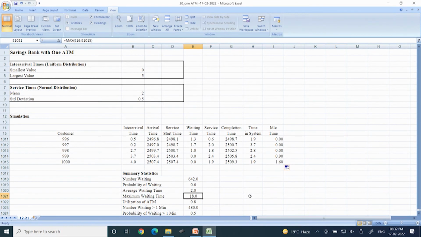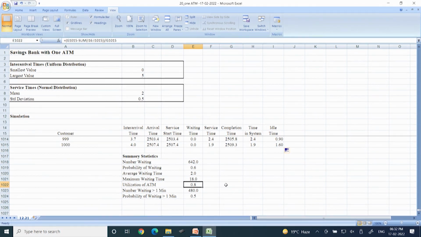Then utilization of ATM. Now, you see the formula for utilization of ATM. It is the total time, G1015, that is 2509, minus the sum of all idle time. That means that much time the ATM is busy, divided by the total time. So, 80% of the time this ATM is busy.